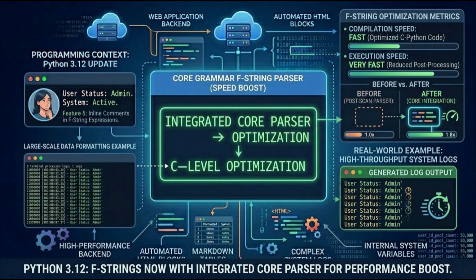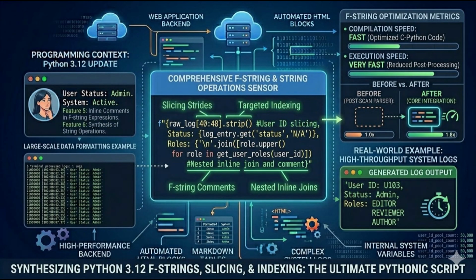Let's bring everything we have learned today together into one ultimate, comprehensive script. We have synthesized string indexing for targeted access, slicing strides to capture custom subsegments, and the absolute power of Python 3.12 f-strings to output our parsed data with comments, inline joins, and nested expressions. Take a moment to analyze how clean, efficient, and readable this Pythonic code looks. You are now fully equipped to handle strings like an expert developer in Python 3.12.